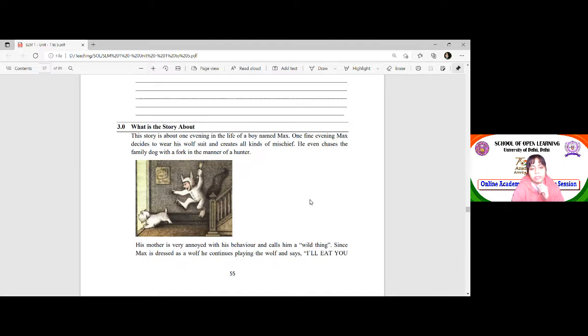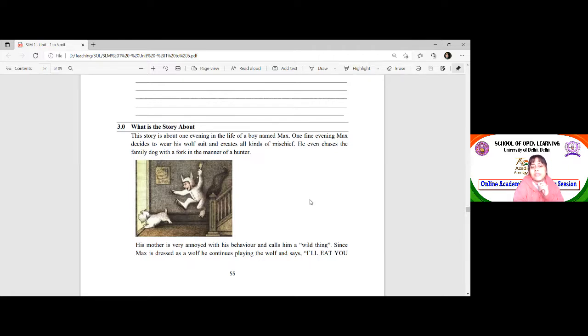One fine evening, Max decides to wear his wolf suit and creates all kinds of mischief. So Max is a little boy who is obviously a very naughty boy, and he decides he will wear his wolf suit. Like he probably has a wolf suit that his parents bought for him, and he decides to wear that and just do all kinds of naughtiness.